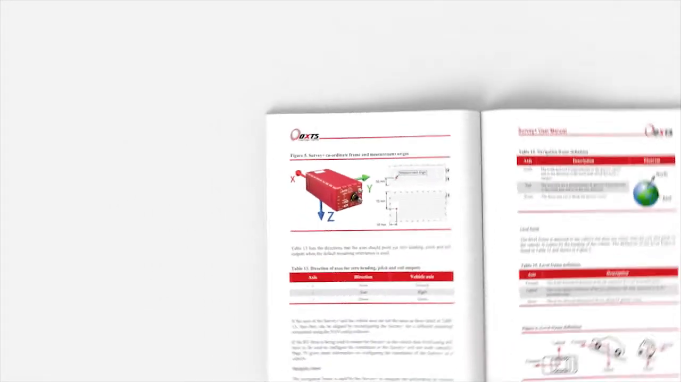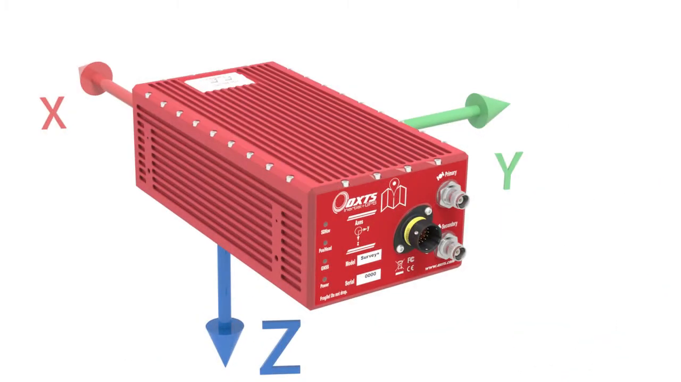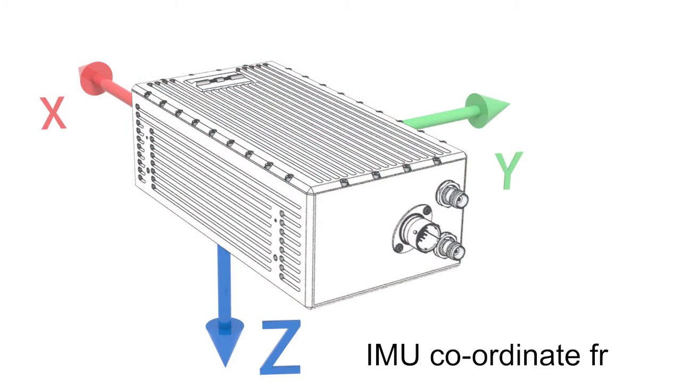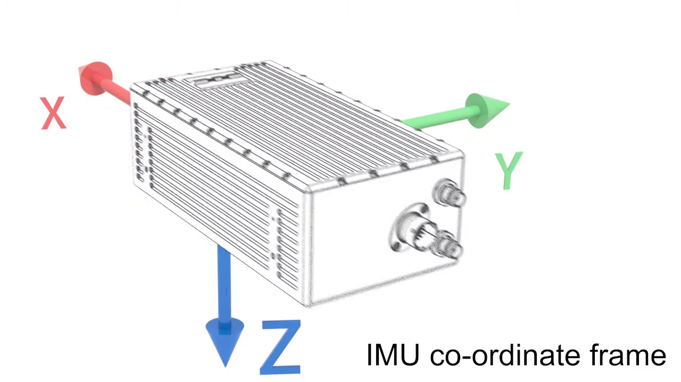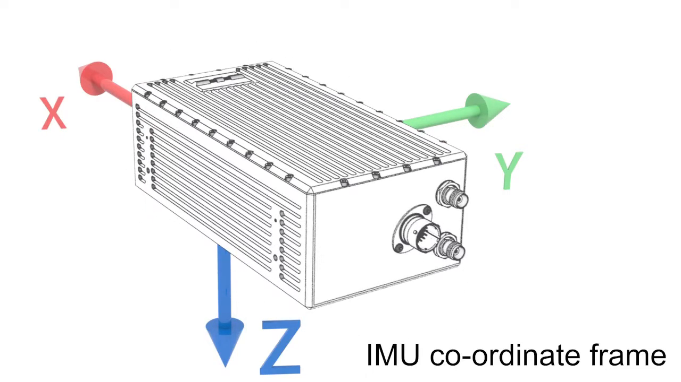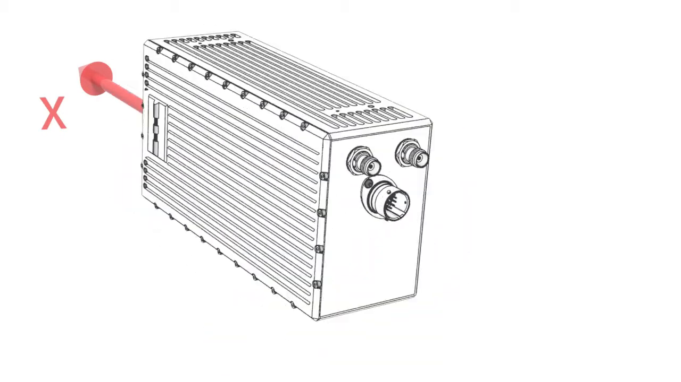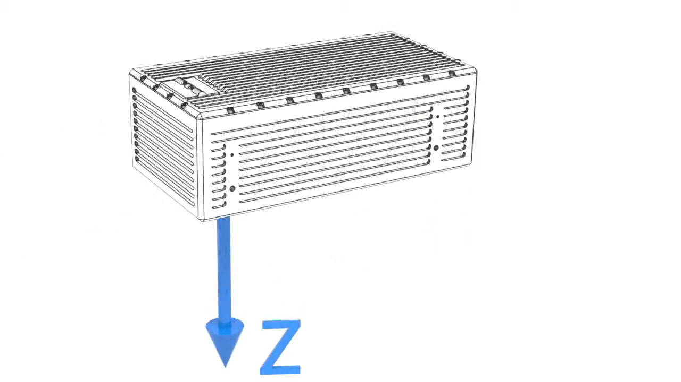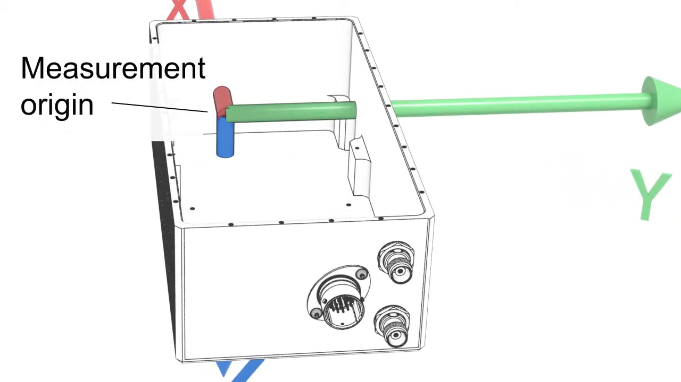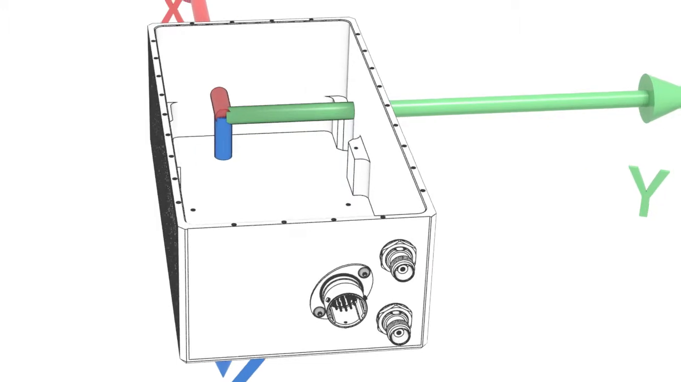Coordinate frames are explained in the product manuals, but it's worth taking a moment to look at two of them now. Inside each of our products is an inertial measurement unit, or IMU for short. The IMU measures acceleration along its X, Y, and Z axes. It also measures the angular rate about its X, Y, and Z axes. The orientation of the IMU axes are clearly marked on each product, and the position of the measurement origin is defined in each product manual.